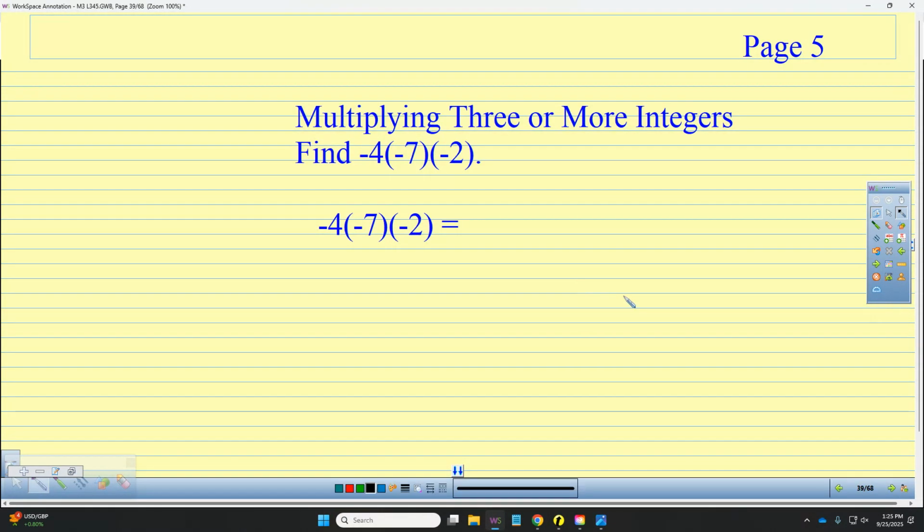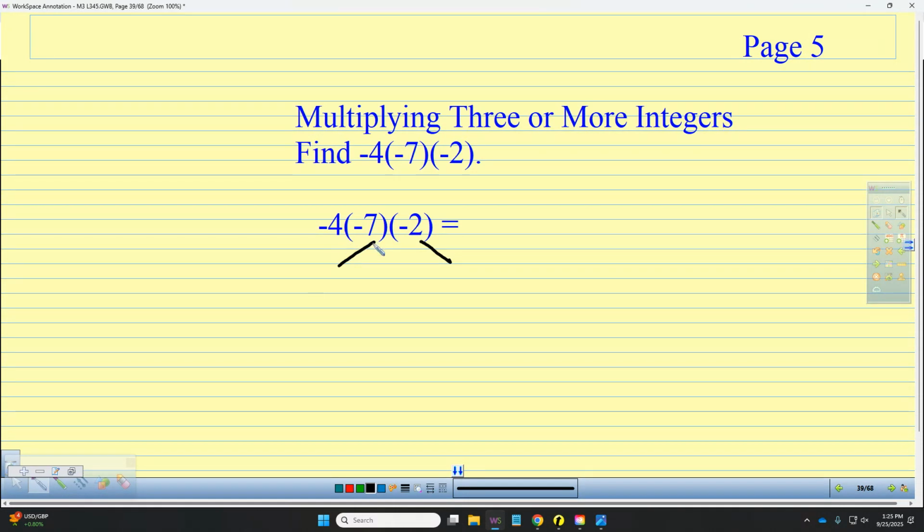And we're going to start with the process of multiplying 3 or more integers. So you have a couple different options when you're multiplying integers. As long as you're multiplying, you can use what's known as the commutative property of multiplication, which basically states you can multiply in different orders. So you can multiply in whatever way works easiest for you.